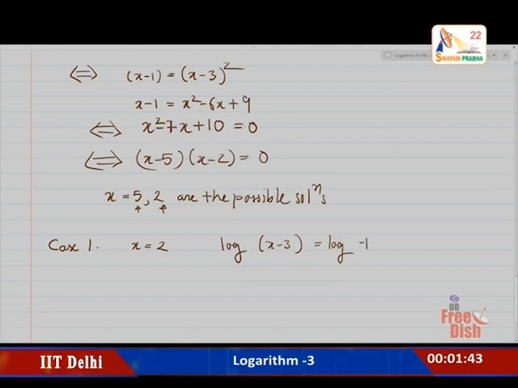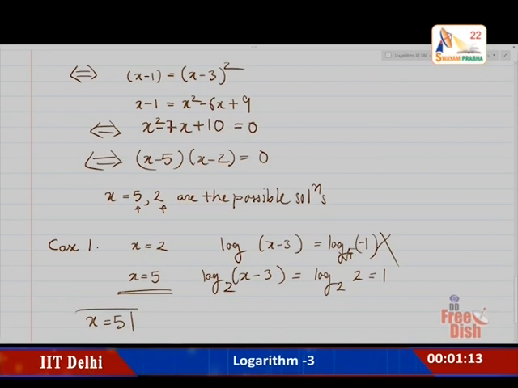So the log of a negative argument is not defined. So this is chucked out, and x is equal to 5 is, let us say, log of x minus 3 to the base 2. So this is again equal to log, it's 5 minus 3 to the base 2 of 2, which is equal to 1. Therefore x is equal to 5 satisfies the equation, and x is equal to 5 is the only possible solution of this problem.